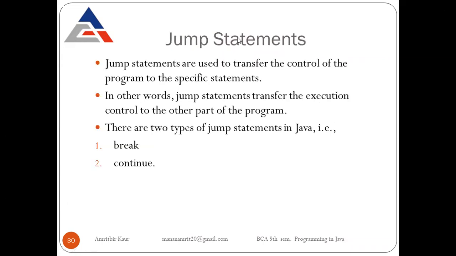Now our third category of statement: jump statements. Jump statements are used to transfer the control of the program to a specific statement. When we want to transfer the control of the program, then we use a jump statement. In other words, a jump statement transfers the execution control to another part of the program. There are two types of jump statement, break and continue.